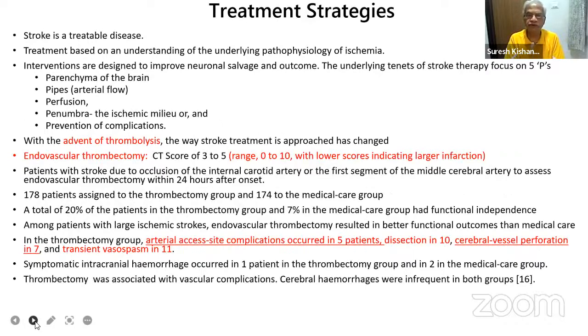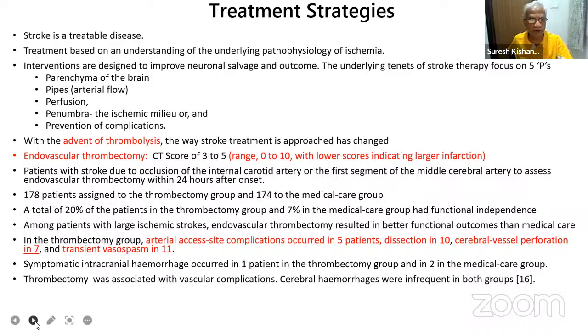Treatment strategies for general, this is not for silent, this is general follow-up, is called the 5 P's. That is, what can we do with the parenchyma of the brain? What can you do with the arterial flow, also shortly known as pipe, and how do you do perfusion? Penumbra is the ischemic milieu around the actual dead cell, and prevention of complications.